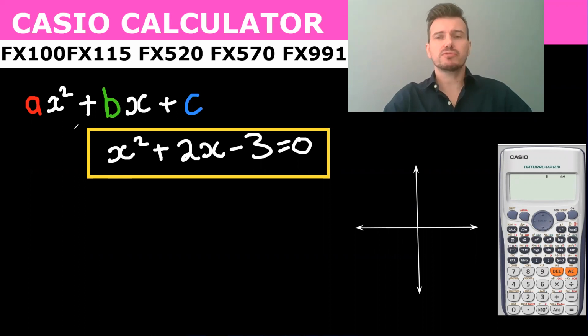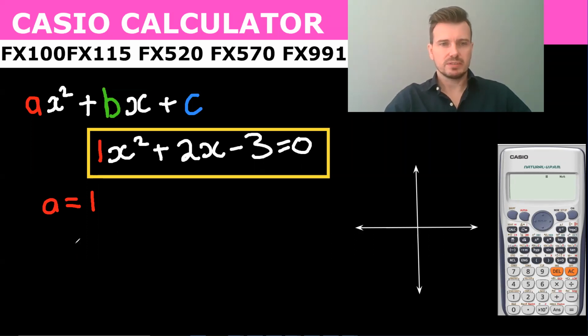So we know the general form of a quadratic equation is ax squared plus bx plus c equals 0. So say we are given x squared plus 2x minus 3 equals 0 and asked to solve. Well, the a is the number in front of the x squared, so that's 1. The b is the number in front of the x, which is 2. And the c is the number by itself, which in this case is minus 3.